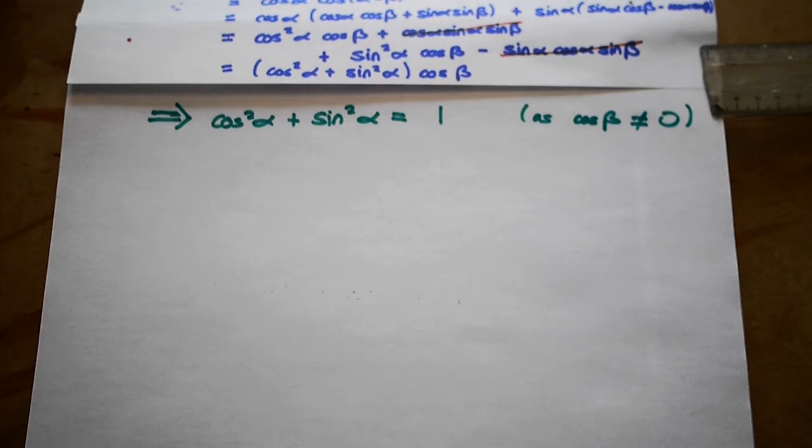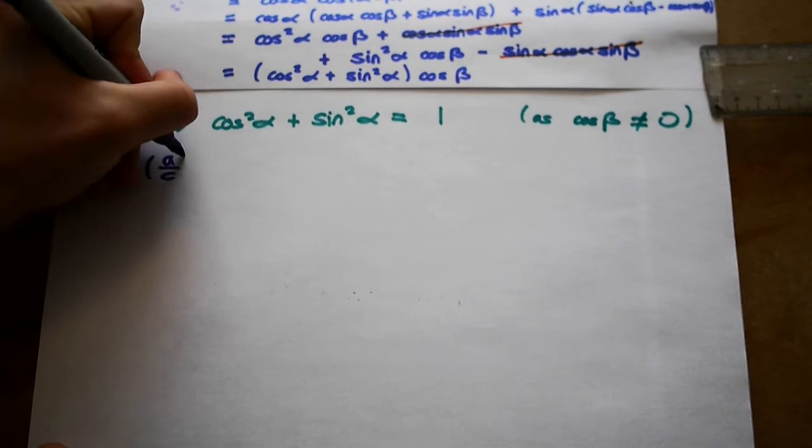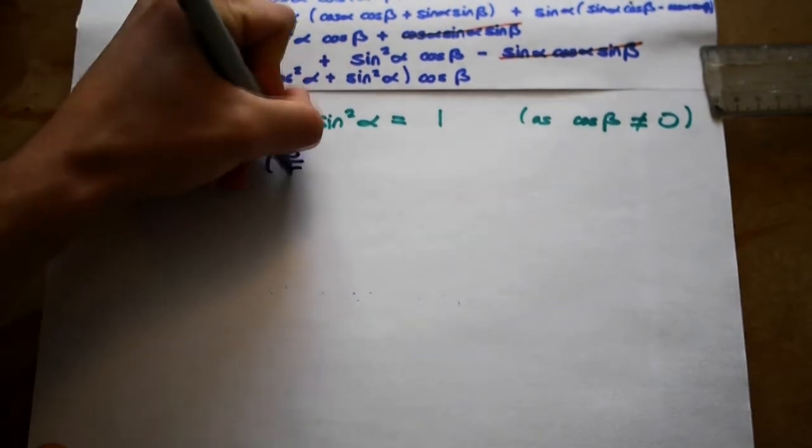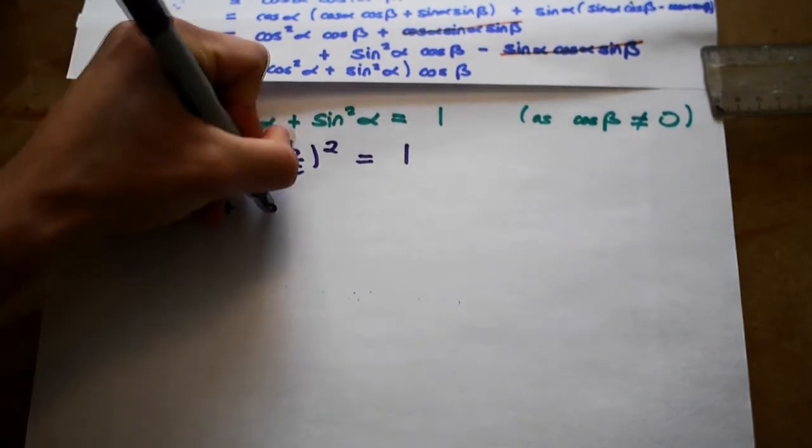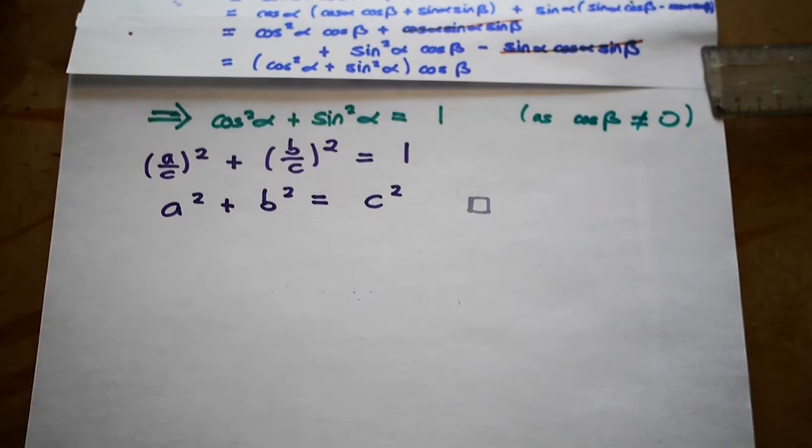From here we substitute in our values for cos alpha and sine alpha. Cos alpha equals a over c, and sine alpha equals b over c. And so by multiplying up by c squared, we have a squared plus b squared equals c squared. Done.